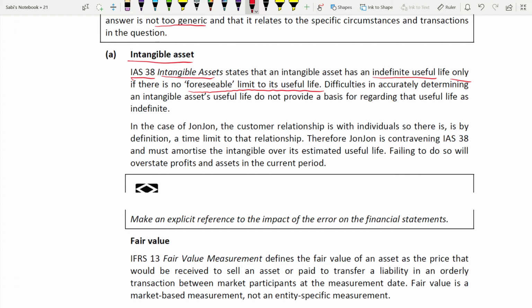Okay, so now you need to give the facts from the case study. What did the facts tell? They told that it's difficult to determine the intangible asset's useful life. But difficulty in determining the intangible asset's useful life does not allow you to change the useful life from finite to indefinite according to IS38. That's exactly what is written here: difficulties in accurately determining an intangible asset's useful life do not provide a basis for regarding that useful life as indefinite. Because it's hard for you to measure the useful life, you cannot say, okay, it's indefinite useful life. No, that's what it means.